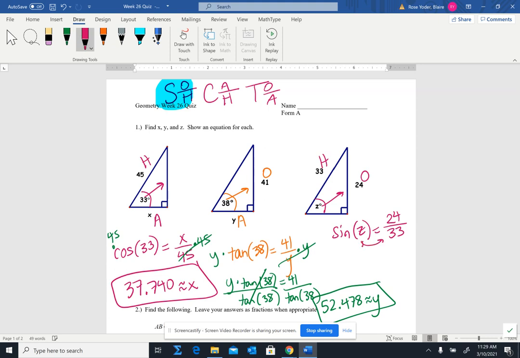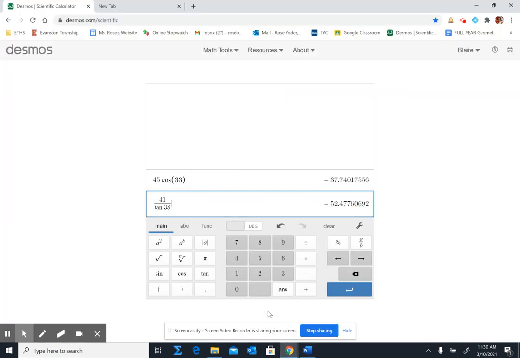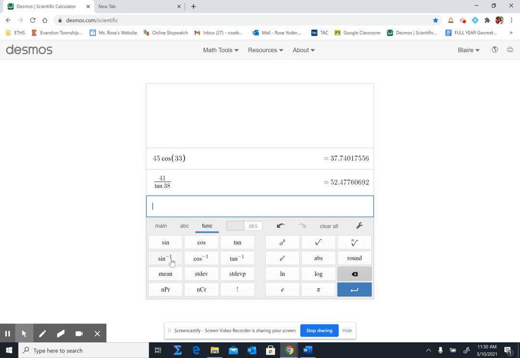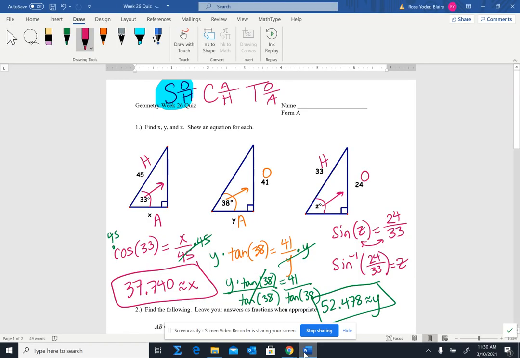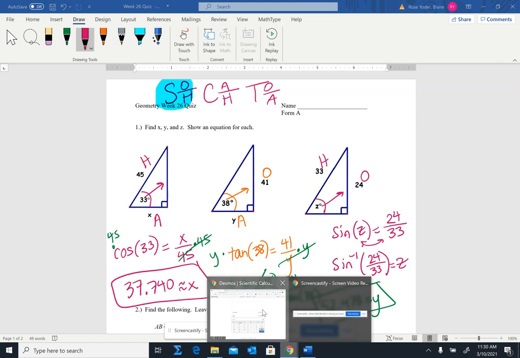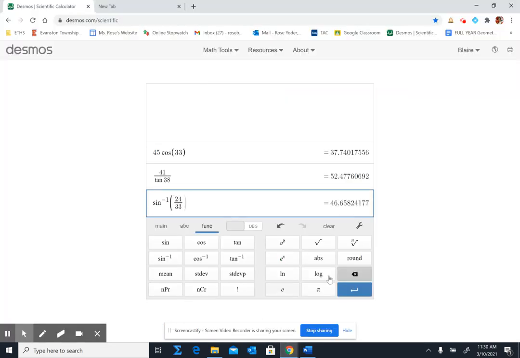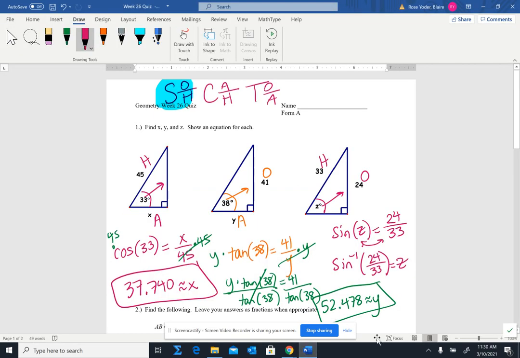I want to do a switcheroo and switch the input and the output. So that's when you use the inverse. So let's go to that calculator again and go inverse sine. So I have to go function, inverse sine, and then it was 24 over 33. 24 over 33, so 46.658 degrees.